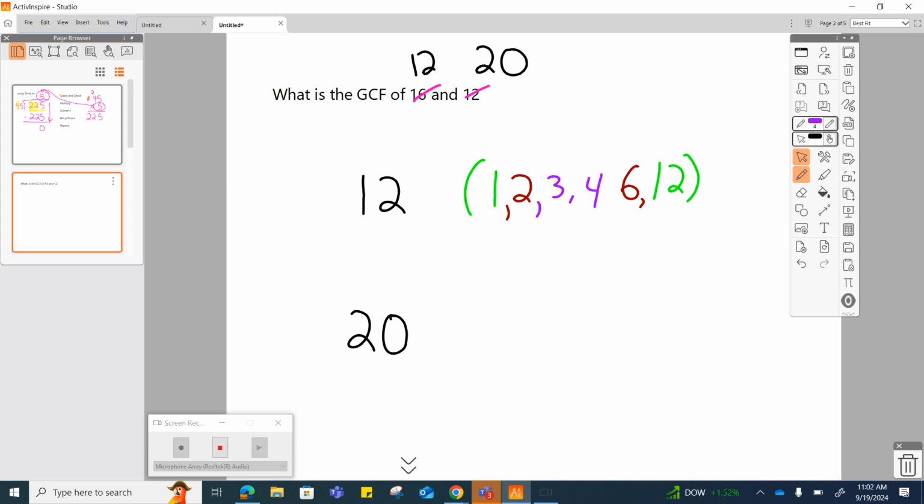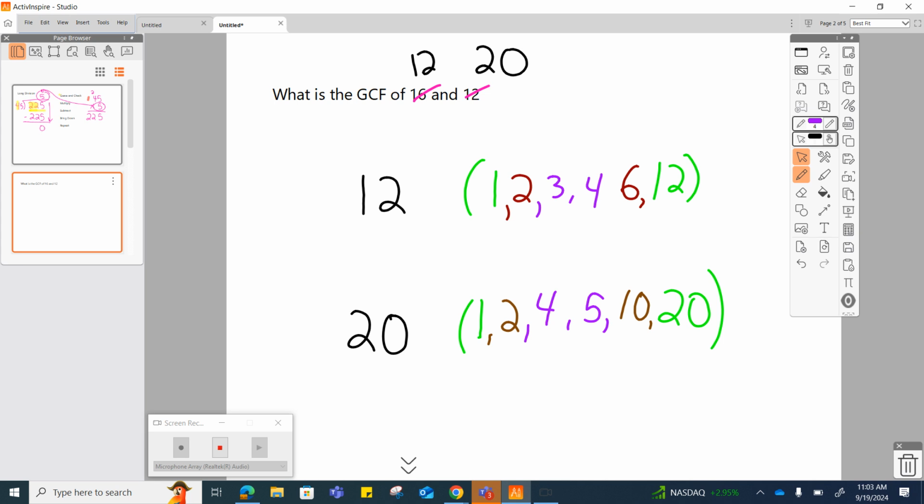Moving on to 20. I see that I can do 1 times 20, which gives me 20. 2 times 10 would give me 20. If I'm looking at my multiplication chart, 3 is not a factor of 20. There's nothing in that row, but I could do 4, and 4 times 5 is 20. There are no whole numbers in between 4 and 5.